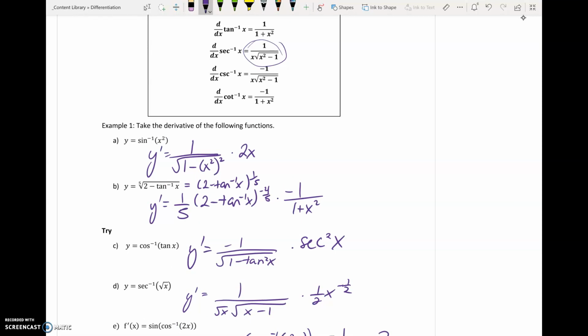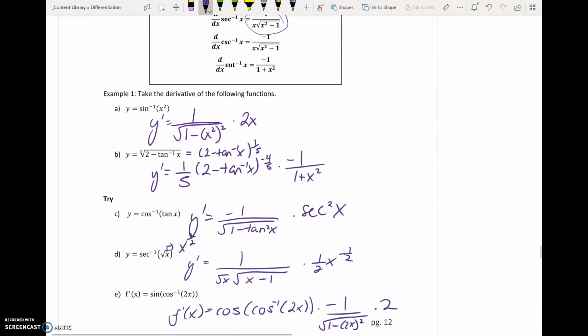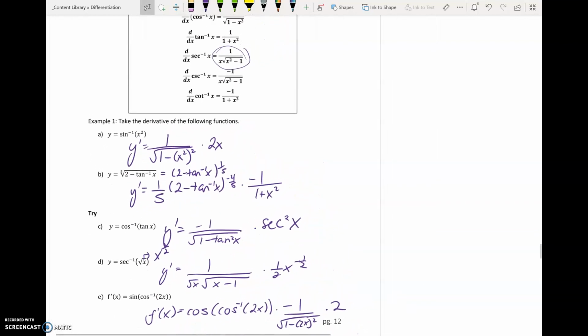So instead of saying x, we're going to say root x because that's what's inside of our secant inverse. And then when we put a root x in here, the root and the squared is going to cancel out. And then after, we need to take the derivative of root x, which is 1/2 x to the negative 1/2. Remember that this can be rewritten as x to the power of 1/2. So when you're doing your power rule, you can just easily throw the 1/2 down and subtract 1 from the exponent.